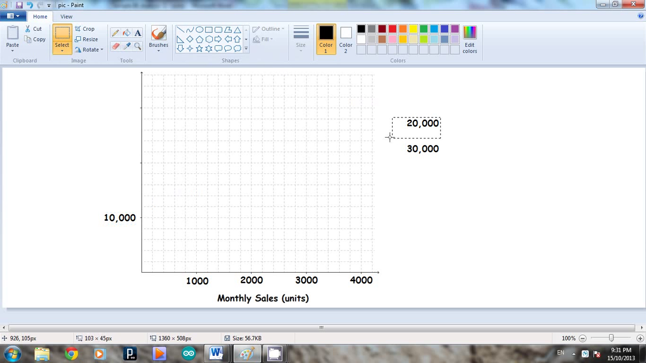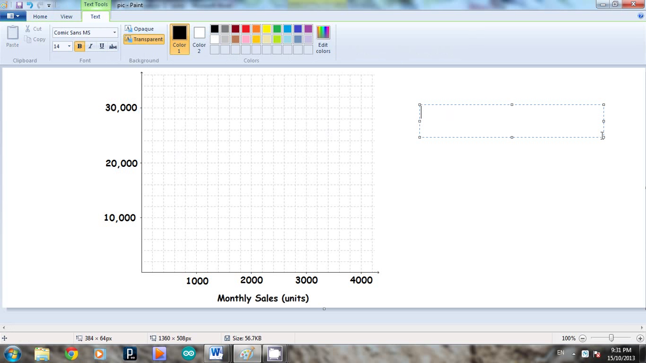Obviously this is a lot easier if you can draw onto it. I have to make this stuff up using paint. And then, as well as that, you need to label your axes. Remember, you need to write something next to it to tell you what it is. So, I don't know, something like this. Value in... where are we? Dollars. That'll do.